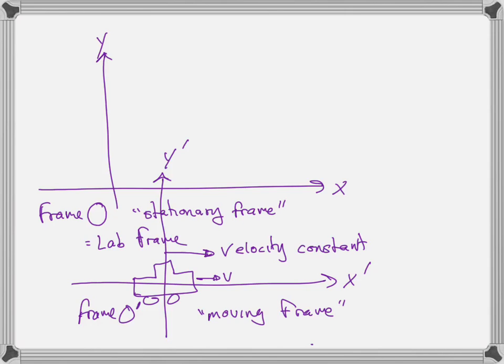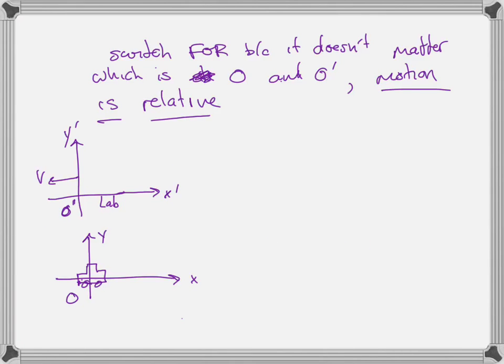So if I were to switch and make the car frame O, the unprimed axis, then the lab would be moving at v in the negative x direction, right? This car we would say is stationary, and the lab would be moving in the opposite direction. So again, I just wrote it out here. We can switch frames of reference because it doesn't matter which is O and O prime. All motion is relative. They're just inertial frames. The car is stationary, the lab is moving by the car at velocity v, in the opposite direction than the car was moving relative to the lab.